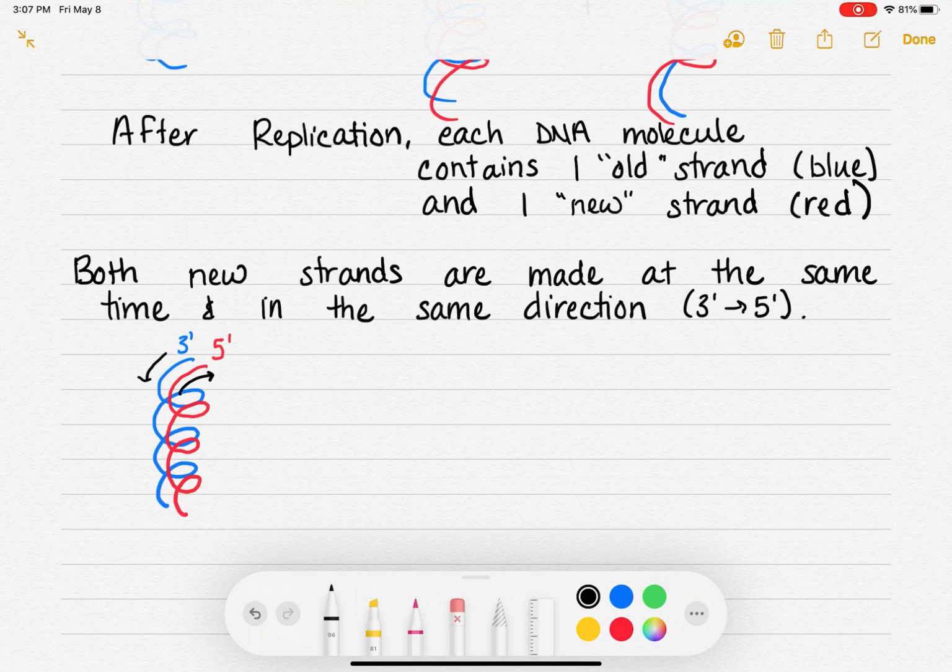The synthesis of the DNA strands happens at the same place at the same time. So one can't start at the top and the other start at the bottom. It won't work like that. They have to be synthesizing in the same general area at the same time, which means that one strand is being copied in one direction and the other strand is being copied in the other direction. And this creates a really interesting, complex situation.